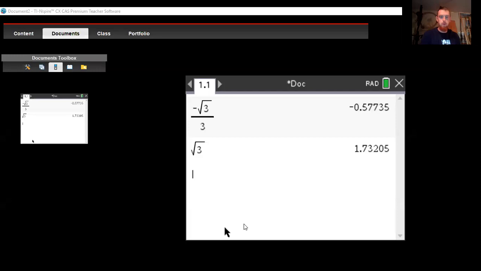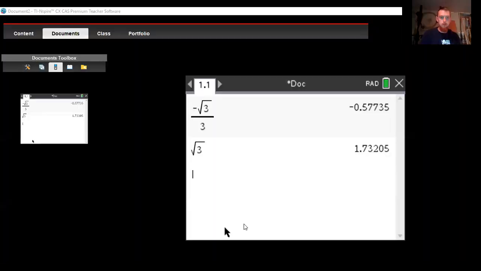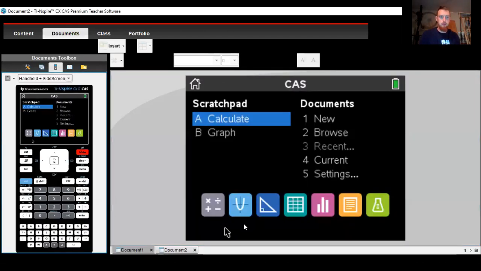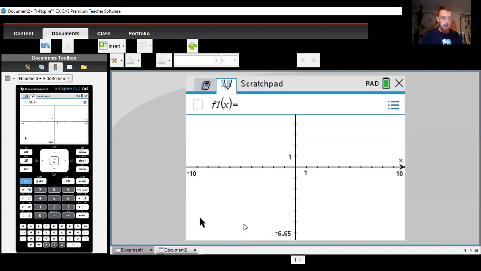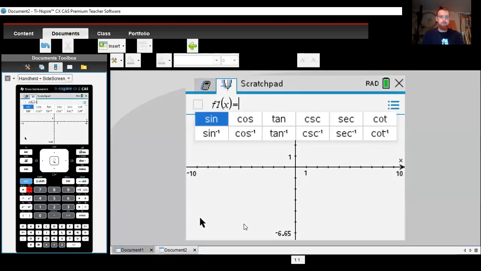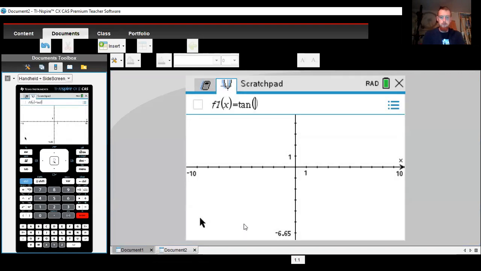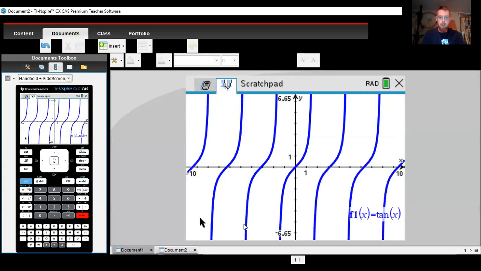What we're going to look at really quickly is a factoid about the period of a tangent function. Okay, so let's look at the graph of y equals tangent of x.